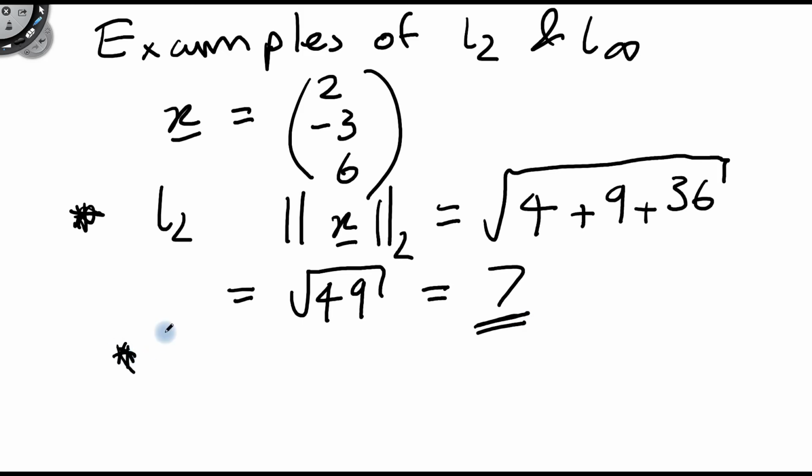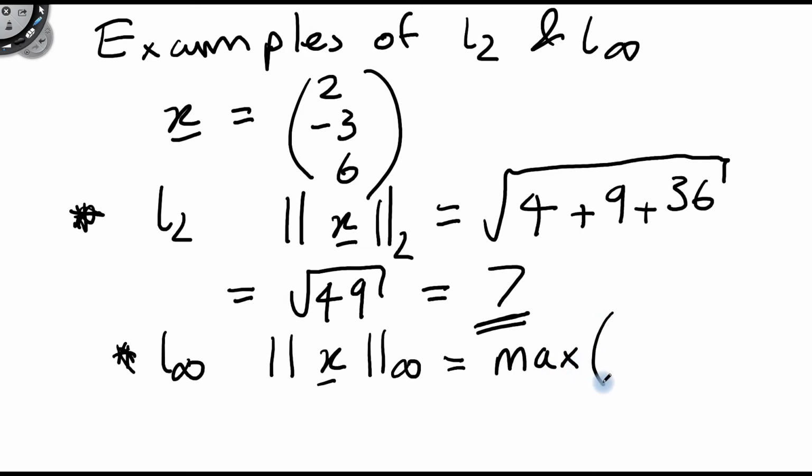Our infinity norm, in contrast, is the maximum of all the absolute values. So maximum absolute 2, maximum absolute 3, maximum absolute -3, which is also 3, maximum absolute 6. And of course the maximum of those values is simply 6.